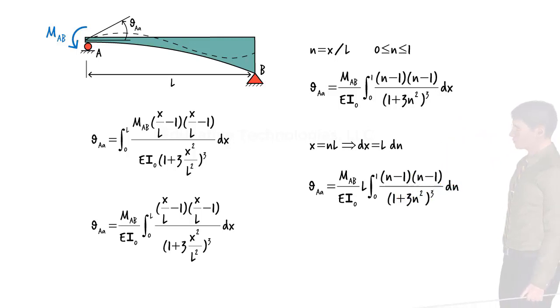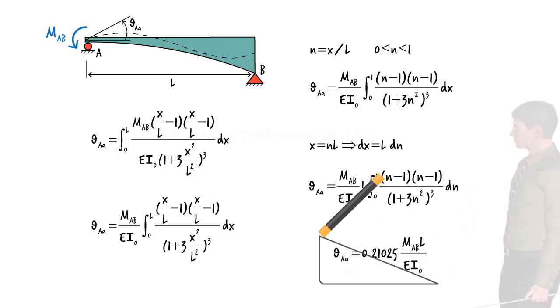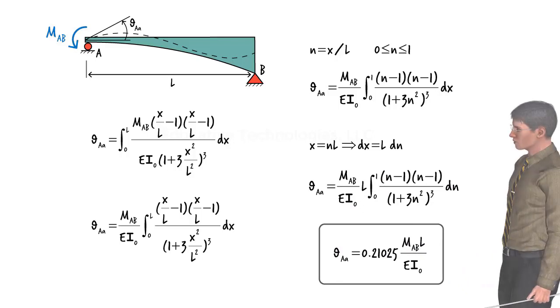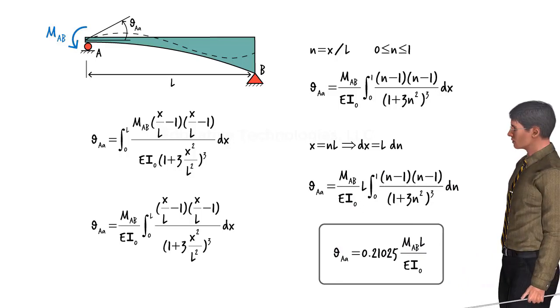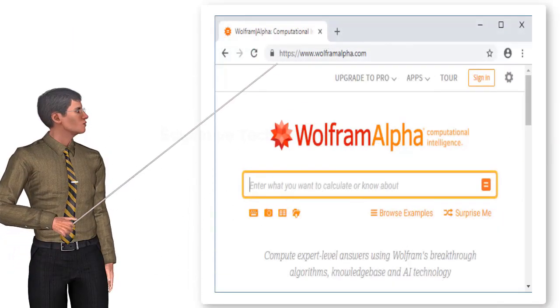This integral expression evaluates to 0.21025. Hence, theta AA is. At the time of this recording, Wolfram Alpha is a suitable online application for performing integrations like this. You can access the website here.